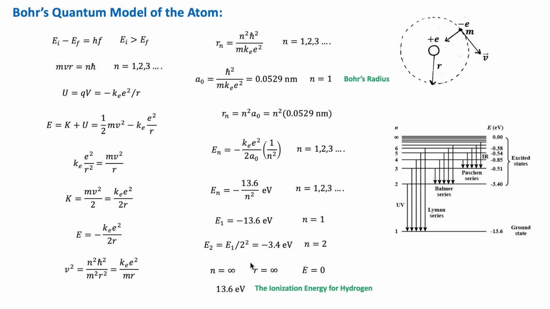And the uppermost level is when n is equal to infinity, which gives r equal to infinity and E equal to 0, right? And it represents the state for which the electron is removed from the atom. And the minimum energy required to ionize the atom, which means to completely remove an electron in the ground state from the influence of the proton, is known as the ionization energy. And based on this, the ionization energy for hydrogen is 13.6 electron volts. And this prediction of Bohr's theory for the ionization energy was in excellent agreement with the experimental results, okay?